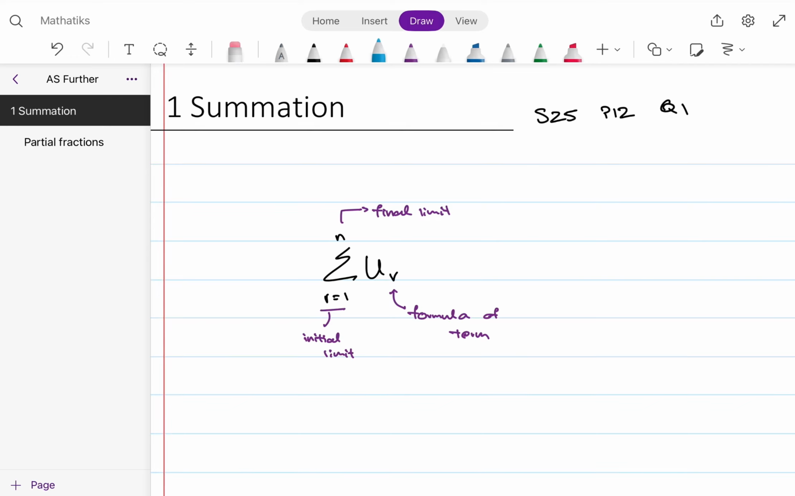Alright, so in this video, I'm going to be going over the basics and core rules of summation, and we're going to be solving question 1 from May June 25, paper 1-2 as we go. Okay, let's start with sigma notation.